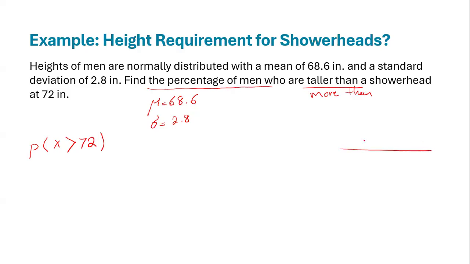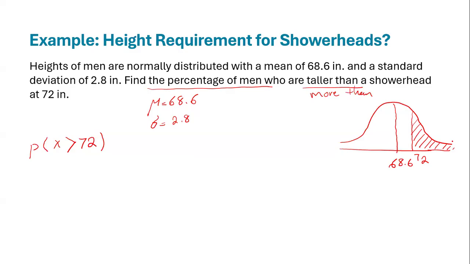We have a normal distribution. The mean is 68.6. 72 is somewhere over here. And we want to find the probability when x is more than 72. That means we want to find the area to the right.